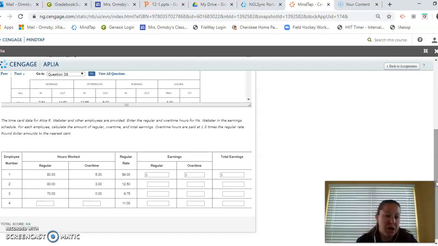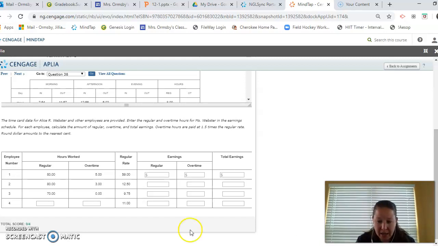So it says the time card data for Alice R. Webster and other employees are provided. Enter the regular and overtime hours for Miss Webster in the earnings schedule. For each employee, calculate the amount of regular overtime and total earnings. Overtime hours are paid at 1.5 times the regular rate. Round dollar amounts to the nearest cent.